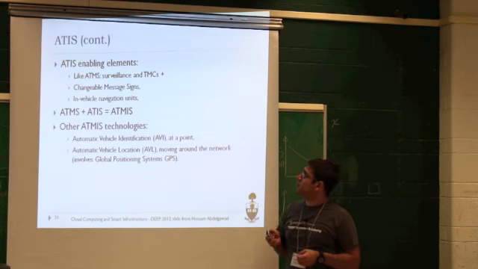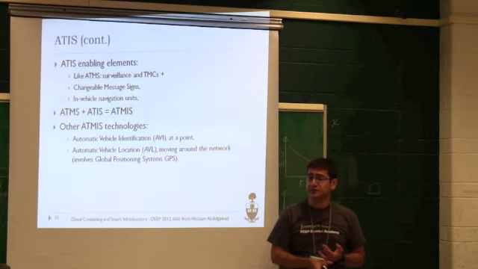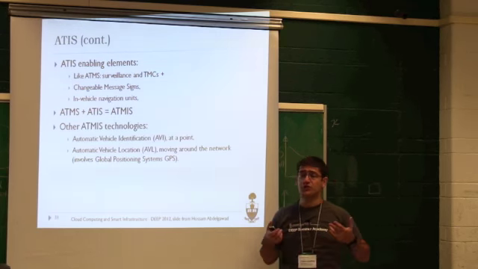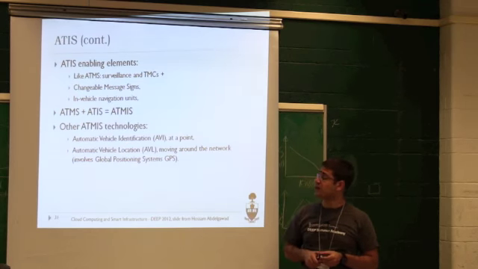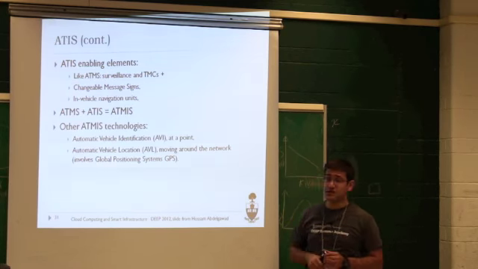The enabling technologies for these, again, similar to what we had for ATMS. And the additional thing which is useful here is the in-vehicle navigation units. So within your vehicle, if you have a GPS navigation device, or you're using your smartphone, for example, that is the additional thing that is required in order to track how you're moving and whether you're supposed to change your route to reach your destination faster.